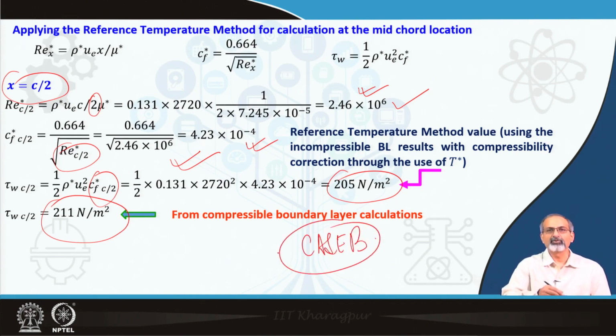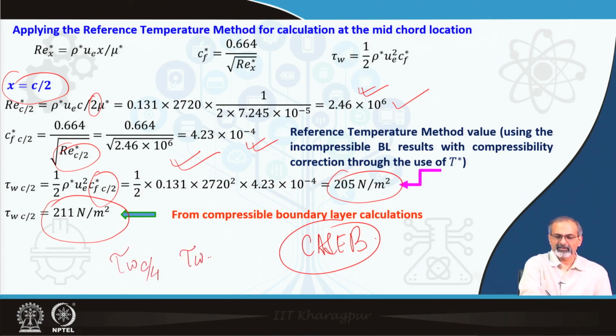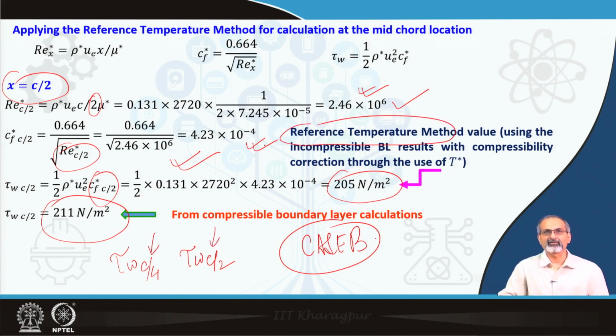I would encourage you to look at the case B that we had discussed in the 5th week of lecture, where the conditions for case B, you can pick it up from there. You can pick up the tau W at C by 4 as well as tau W at C by 2 for that problem, and then bring out the tau W corresponding to those length scales through your reference temperature method, which has been discussed over here. That will be a really interesting thing to do for you.